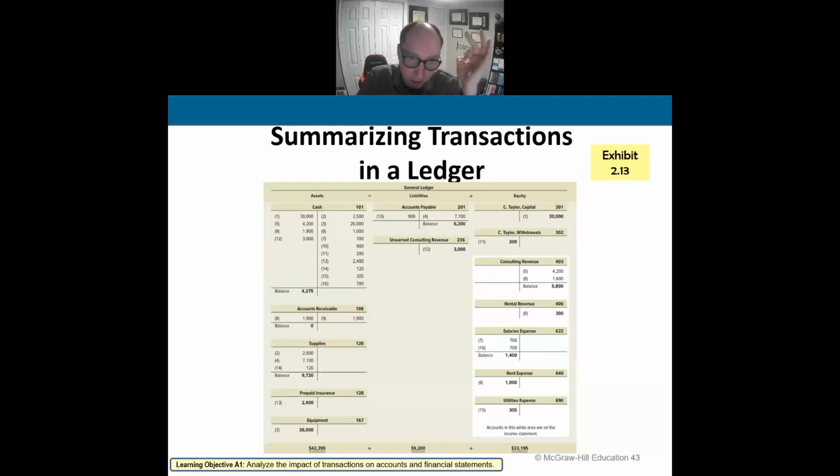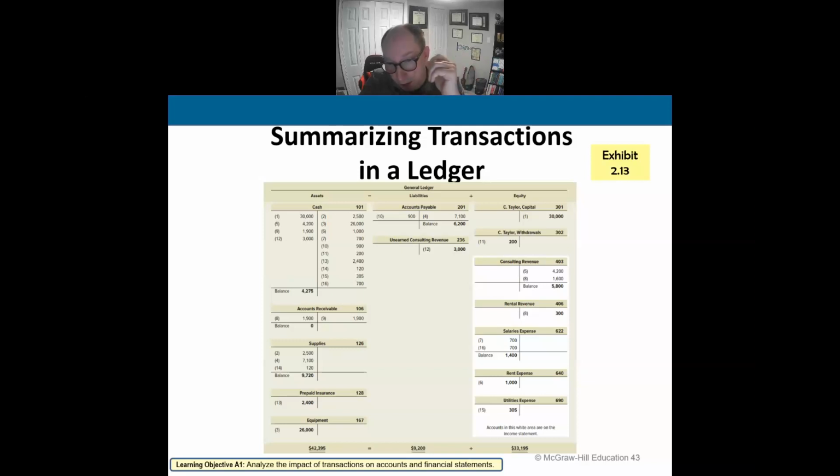And how do I validate everything's accurate? Well, I go back to the accounting equation. Assets equals liabilities plus equity. I take a look at all my asset accounts and I add them all up. 4,275 plus 0 plus 9,720 plus 2,400 plus 26,000, 42,395. And then I add up all my liabilities. 6,200 plus 3,000 is 9,200. Then I add up all my equity.